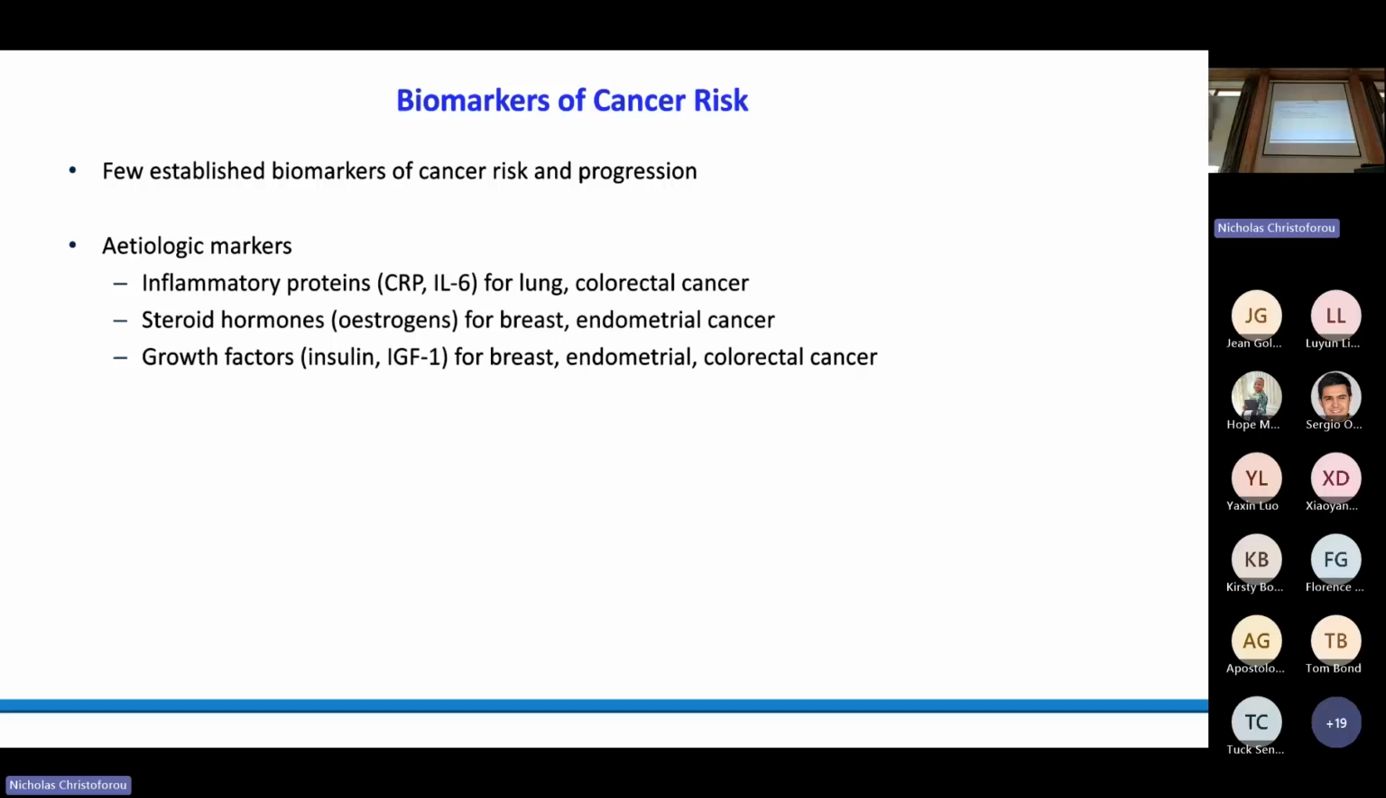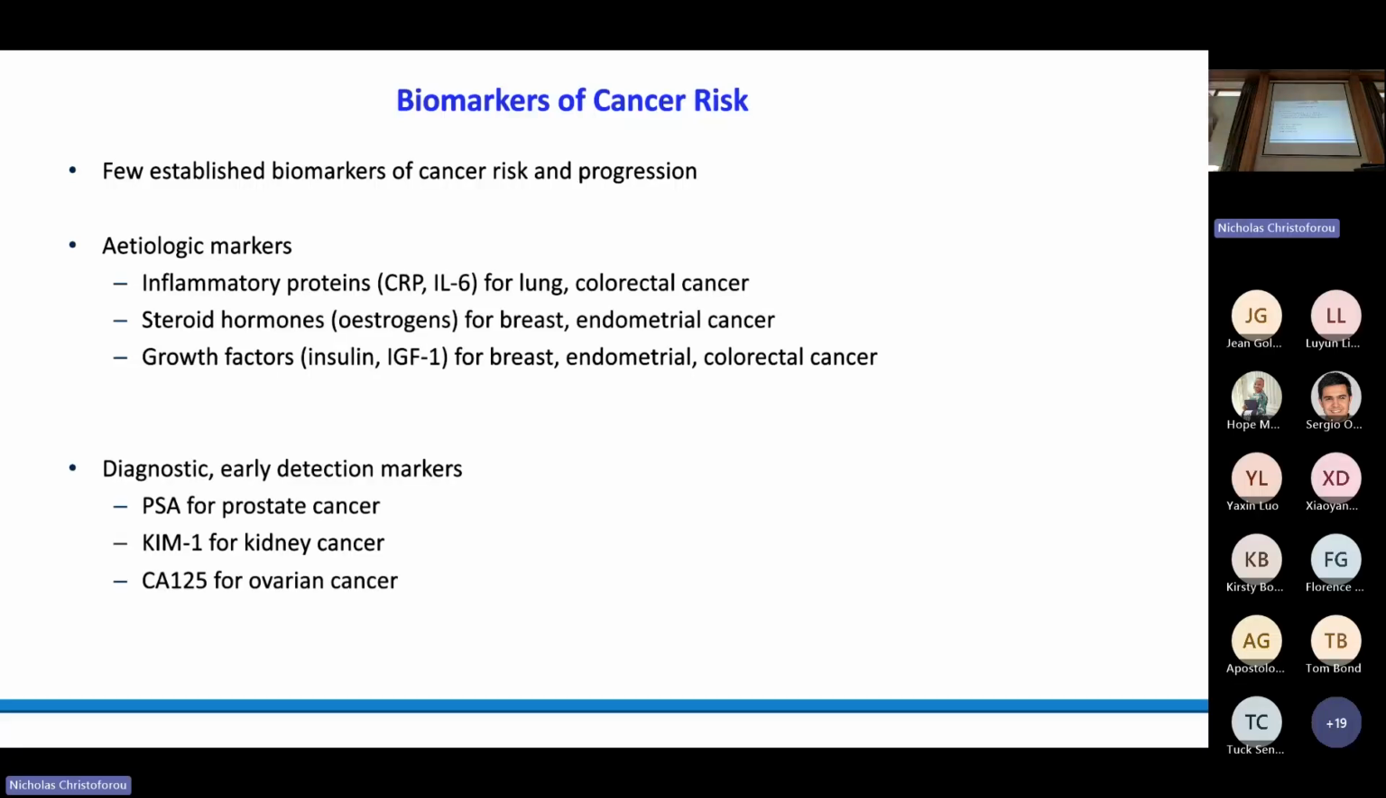But beyond that, and I'm happy to hear anyone argue against it, I'm not sure if there are any other biomarkers out there, certainly circulating biomarkers, which we can actually say are predictive of cancer risk and likely to be causally related to cancer development. And then we also have diagnostic or early detection biomarkers. So, for example, PSA for prostate cancer, KIM1 for kidney, CA125 for ovarian. But again, beyond those, we don't really have many good candidates.